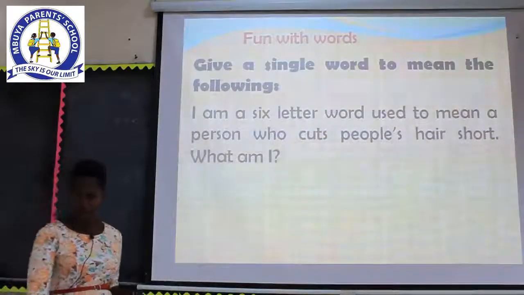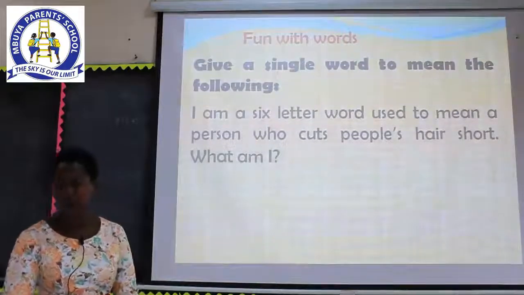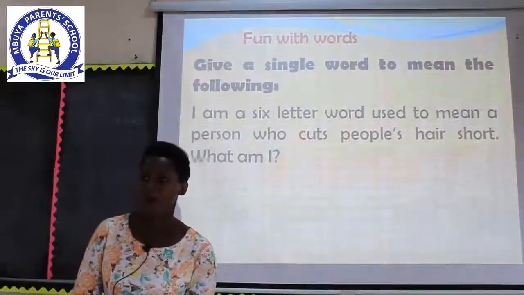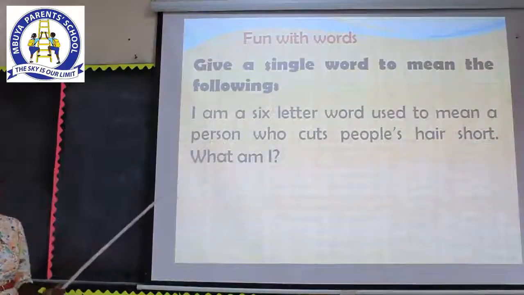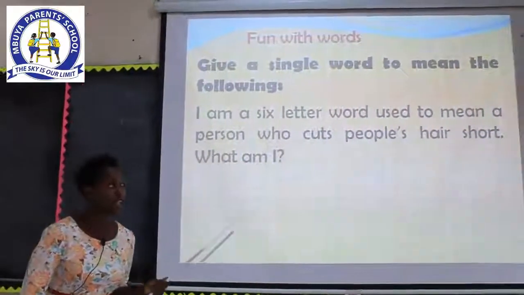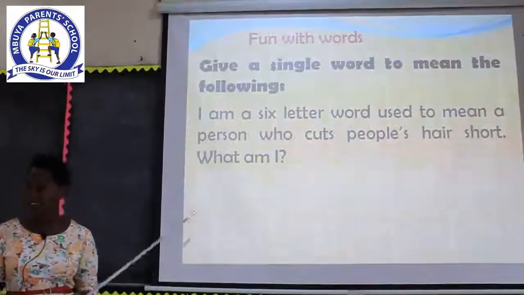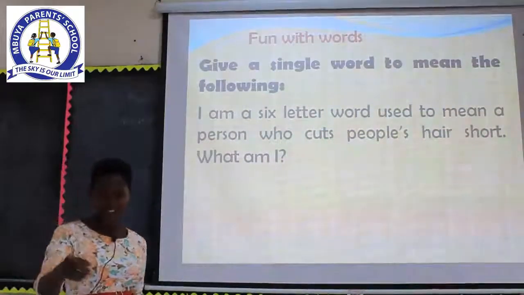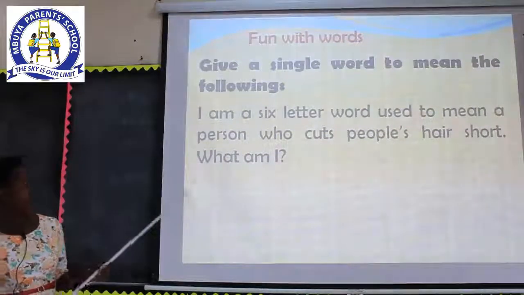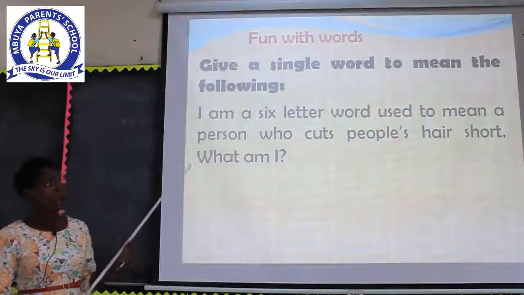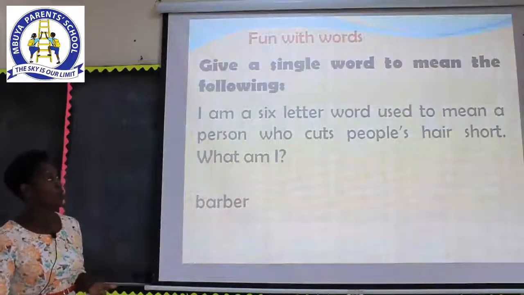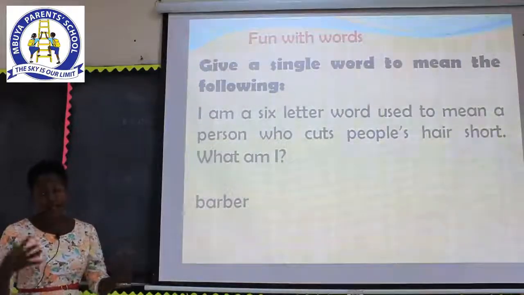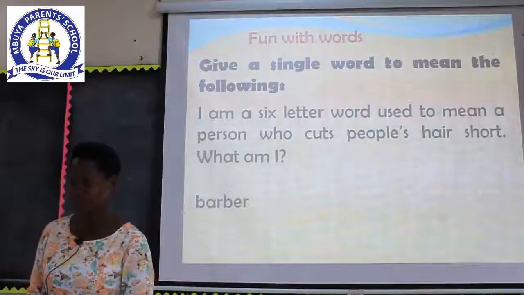What am I? Am I a tailor? Am I a carpenter? What am I? Anybody with an idea? Yes? Good. You are a barber. A barber. Are we there? So a barber is a word with 6 letters, and that person cuts people's hair. Okay, that's very good.